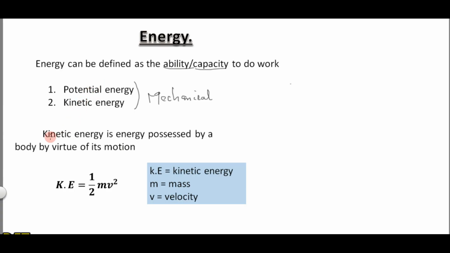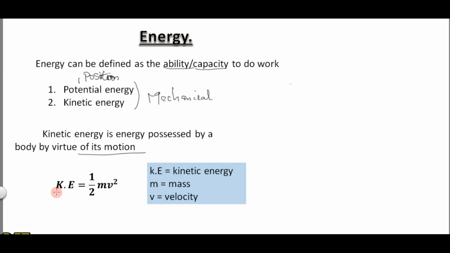So here we're going to look at kinetic energy. So what is kinetic energy? Kinetic energy can be defined as the energy possessed by a body by virtue of its motion. So this is the key word here. Potential energy is the energy possessed by a body by virtue of its position, or its state at rest, while kinetic energy is the energy possessed by a body by virtue of its motion.